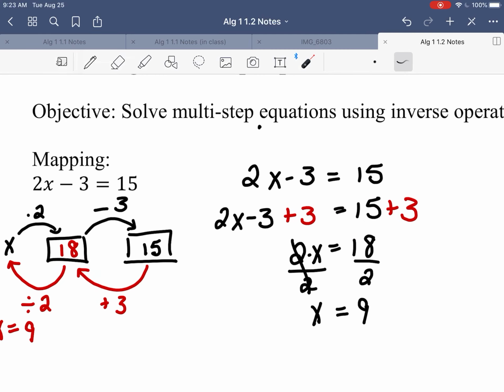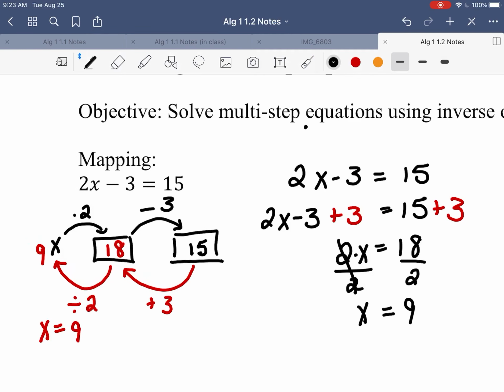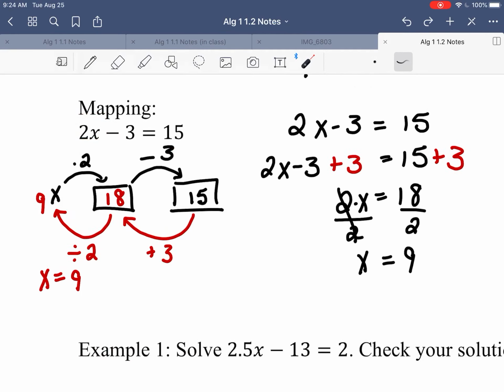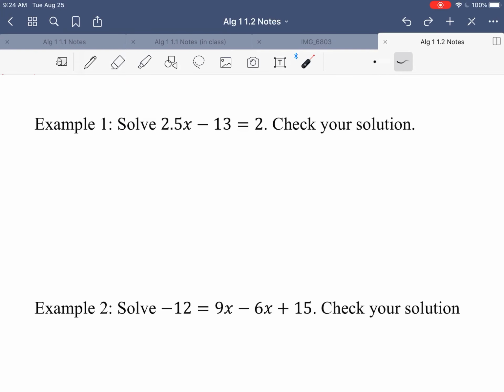Oh, it says check your solution. So we want to make sure that it worked. So when I put a 9 back in here, 2 times 9 is 18, subtract 3. Oh, we didn't want to do that. 2 times 9 is 18, subtract 3 is 15. So it did work. Okay.